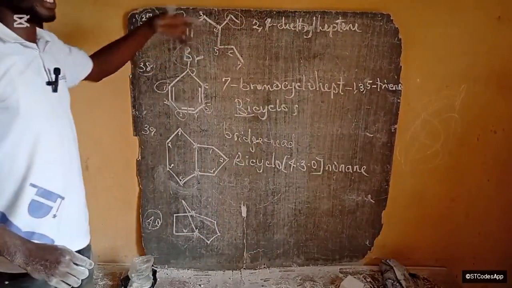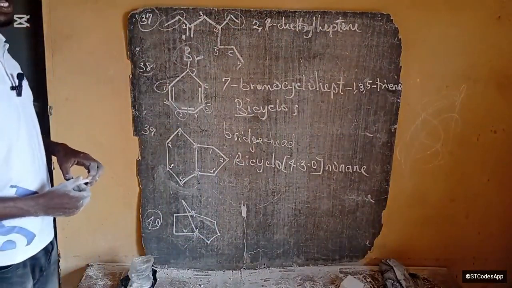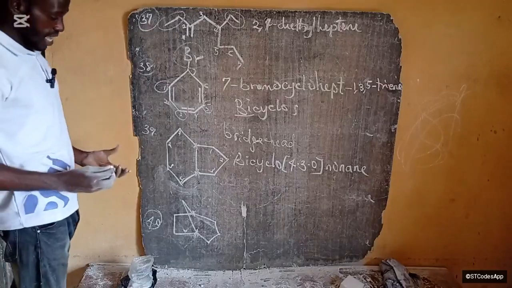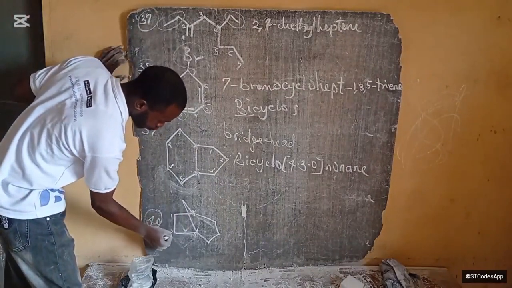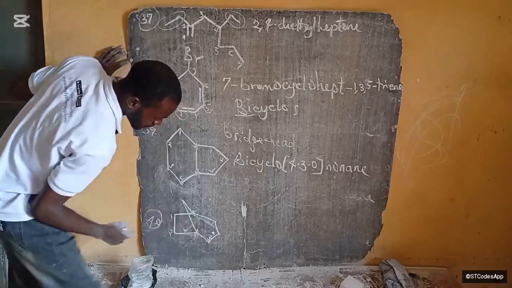Nine carbons, and it is nonane because of single bonds throughout the rings. Okay, now let's consider the next example. Following the same process, I'm going to start with the bridgehead carbon. How many carbons do I have here? 1 and 2. How many carbons have I here? 1, 2 and 3. So with this one, I'm going to go in this direction.